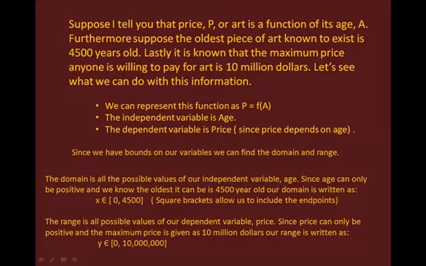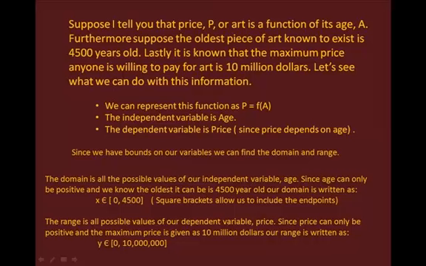The first thing we want to do is come up with an equation that will relate our variables. Well, we know here that the price of the art will depend on the age. So here, our independent variable is age, and the dependent variable will be price. So P is a function of A. Since we have numbers included, we have bounds on our variables, so we can find the domain and the range.